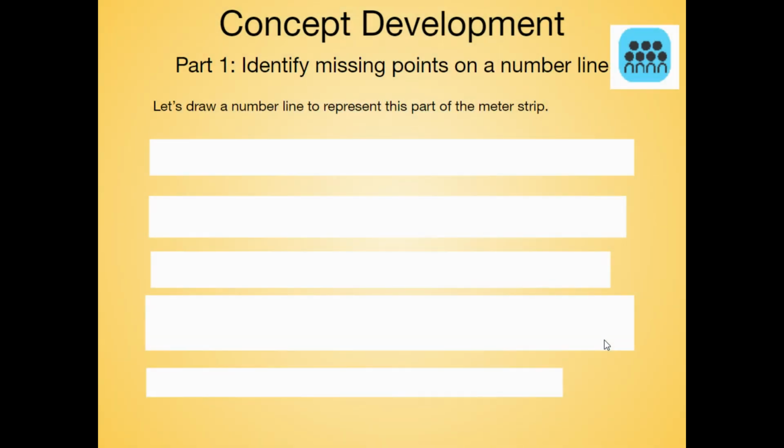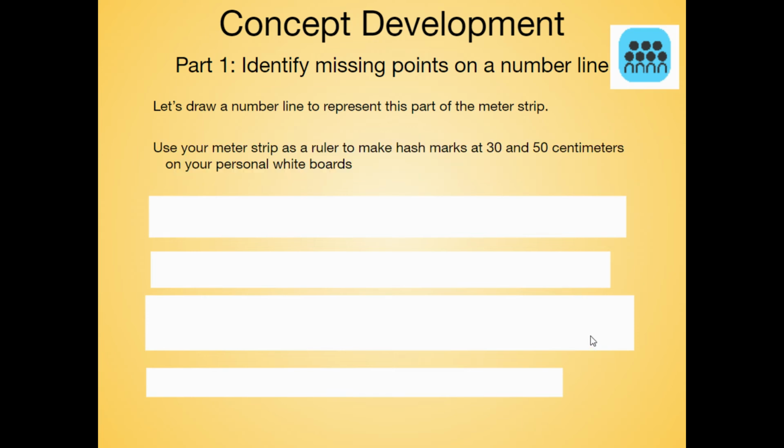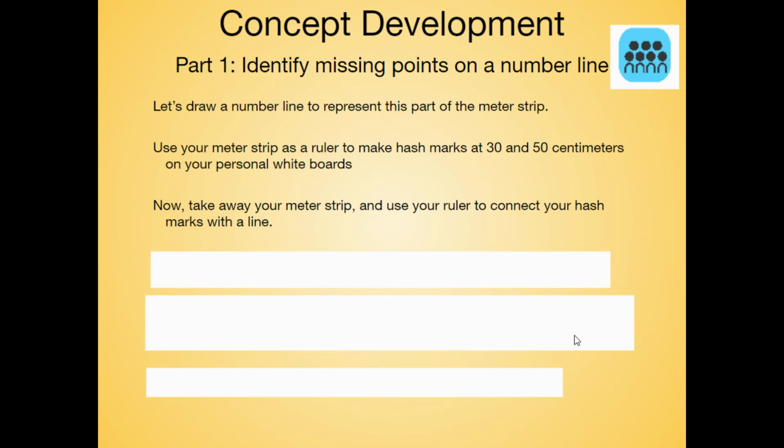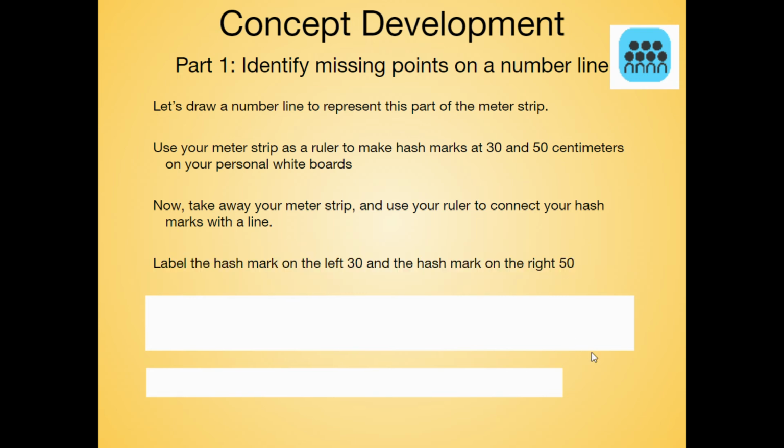All right, so now we're going to draw a number line to represent this part of the meter stick. You're going to use your meter stick as a ruler to make hash marks at 30 and 50. So you just will need 30 on one end and 50 on another end. Now we're going to take away the meter stick and use your ruler to connect the hash marks. This is just steps to walk you through making your own number line. Then you label the hash mark on the left 30 and the hash mark on the right 50.